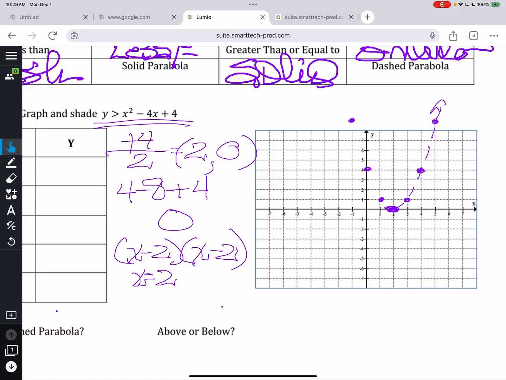Ooh, that's a horrible arrow. There. And then... All right, any questions at this point?